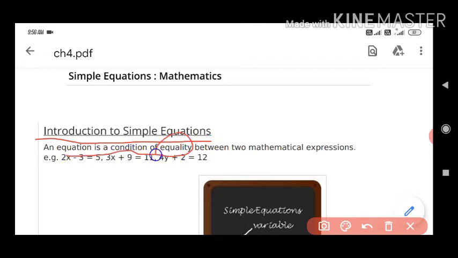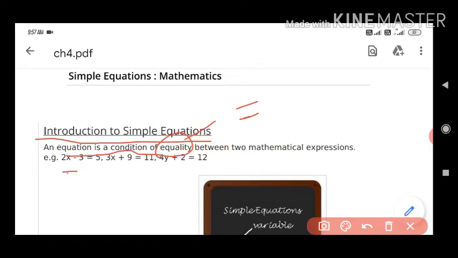So what is meant by equality? Equality means something equal between two mathematical expressions. For example, 2x minus 3 is equal to 5. So these are expressions. 2x minus 3 is an expression, and equal is the equality. Then equal to what? 5.